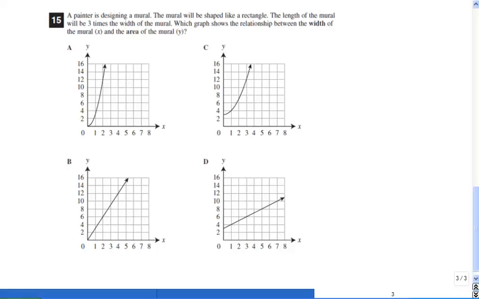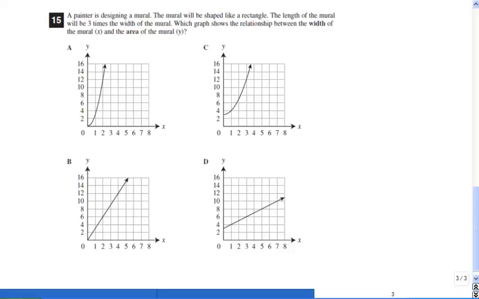We're ready. Problem number 15. A painter is designing a mural. The mural will be shaped like a rectangle. The length of the mural will be 3 times the width of the mural. Which graph shows the relationship between the width of the mural X and the area of the mural Y?